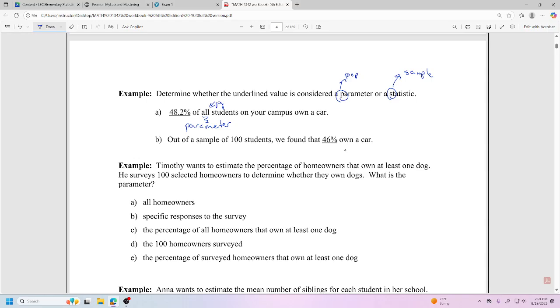Let me erase that real quick because that just got weird. Population. Awesome. So out of a sample of 100 students, we found this much own a car. What is this going to be? Statistic, exactly. Sample statistic.